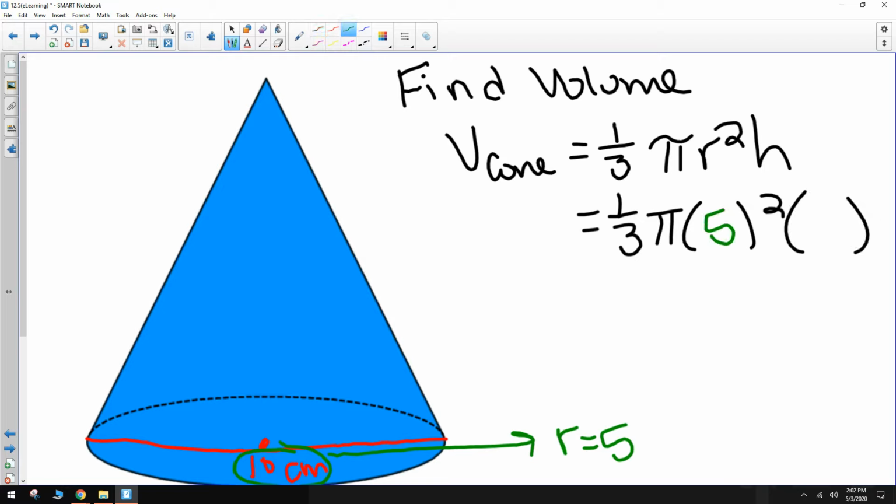All right, I need the height. I do not have the height. Okay, so I'm going to draw the height in. Remember, it goes from the point down through the center of the circle, 90 degrees. I need to find that.